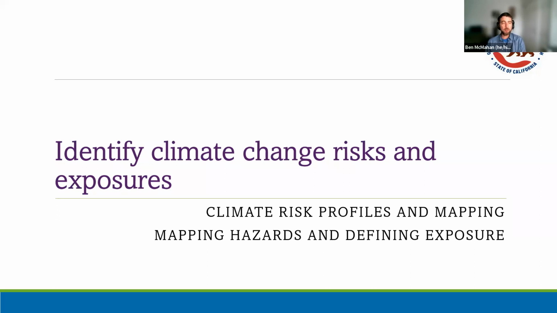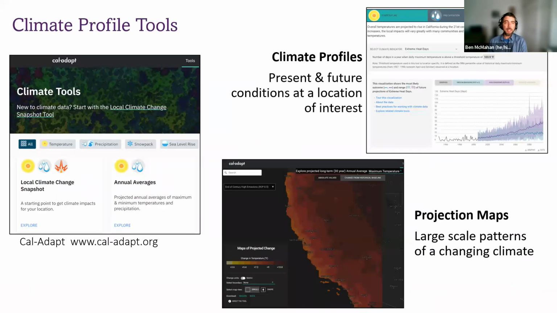So first, I wanted to talk through some of the tools that are really designed to identify climate change risks and exposure, specifically some of the climate change risk profile tools that are out there on CalAdapt, and also mapping, and then taking a step forward and identifying some of the tools that help identify or map hazards and define some of the exposure to those climate change risks. So next slide, please. Okay, so on CalAdapt, there's quite a number of resources that you could dive into.